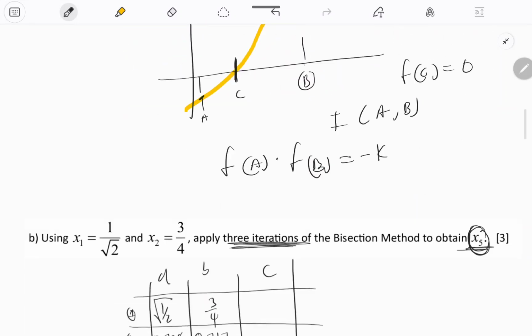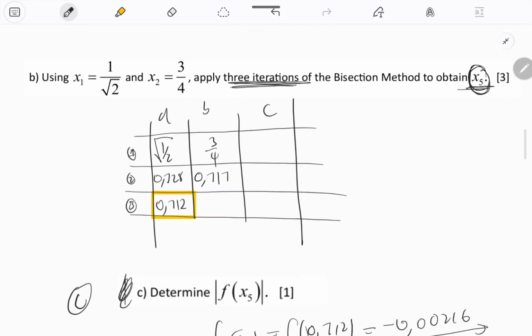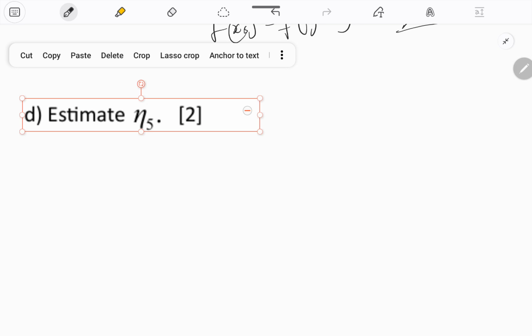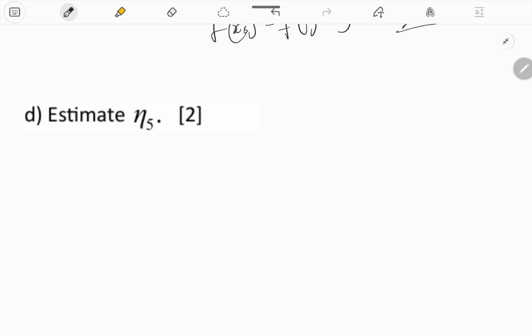Okay, let's see what we did in C. That means you're going to D. We almost finished. This was a very short test, so if you already passed, you can already see where you are now. So estimate the error at the 5th output, or the error at x5.